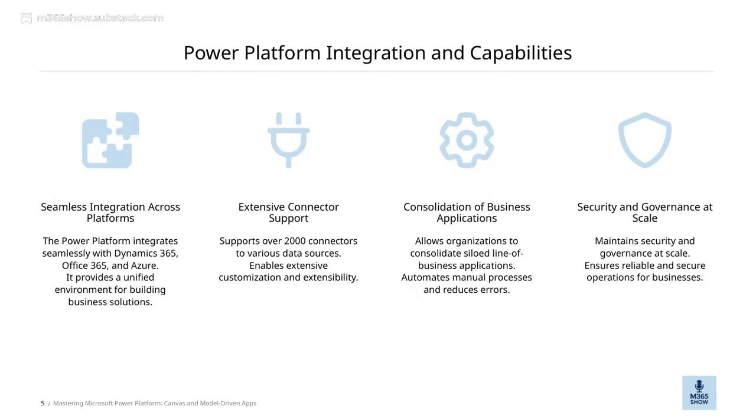Now, let's explore how the Power Platform offers robust integration and capabilities to support your business needs. First, security and governance at scale are critical. The platform is designed to maintain strong security measures and governance practices, ensuring that your operations remain reliable and secure, no matter how large your organization grows. This helps protect sensitive data and maintain compliance across all your applications.